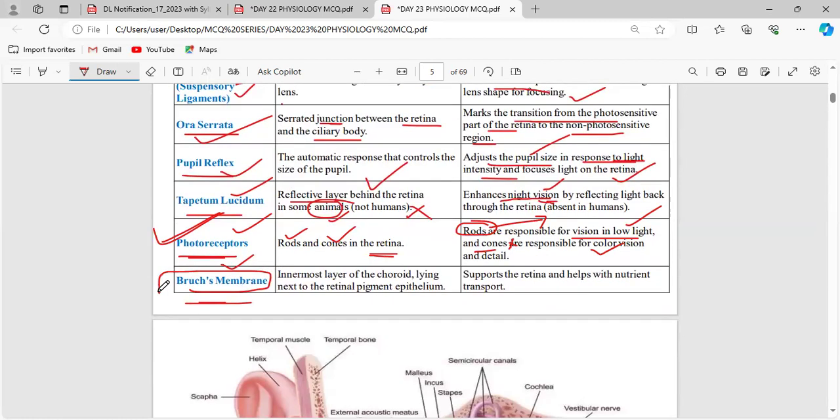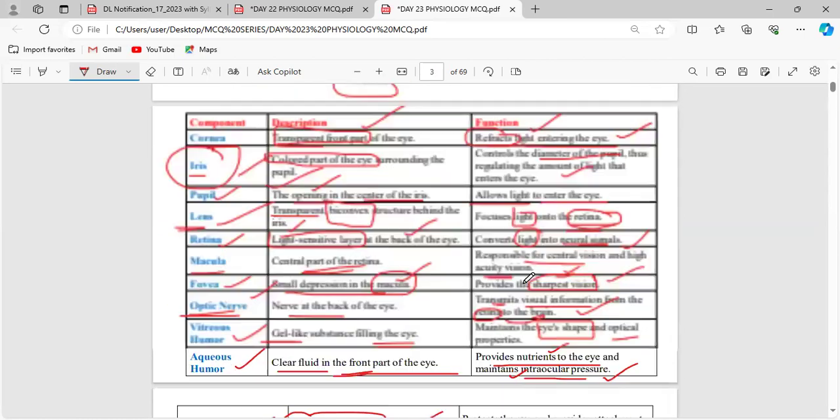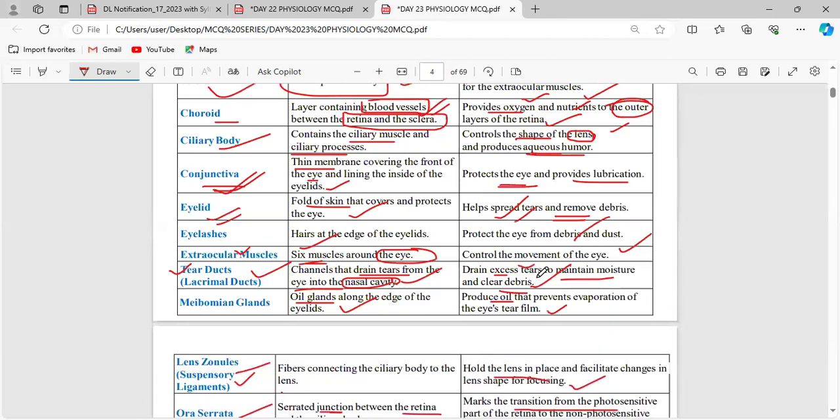Now, Bruch's membrane. This is a structure related to the eye, right? It is the innermost layer of the choroid, lying next to the retinal pigment epithelium. And what is the function of this membrane? A membrane always supports something. As it is lying next to the retinal pigment epithelium, it definitely supports the retina and helps in nutrient transport. Okay, this is the information related to the eye.